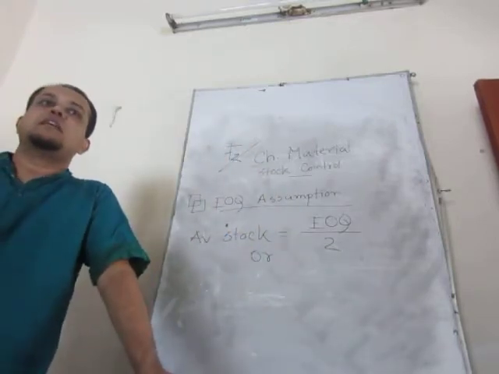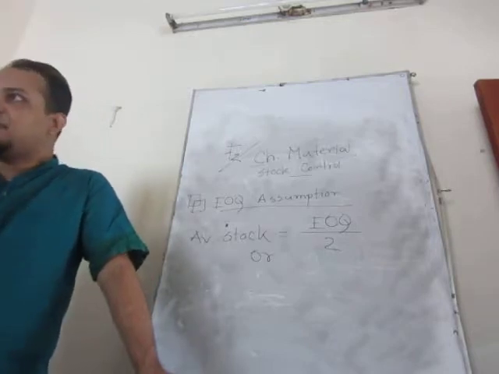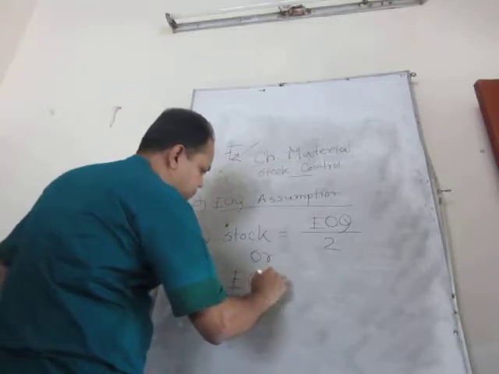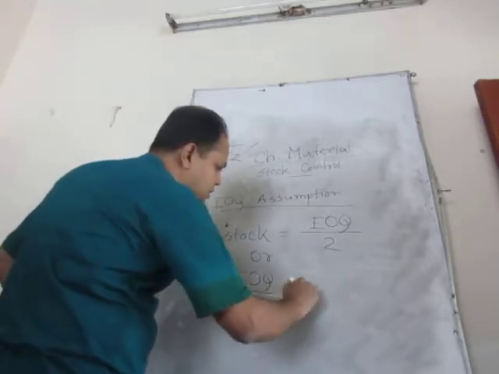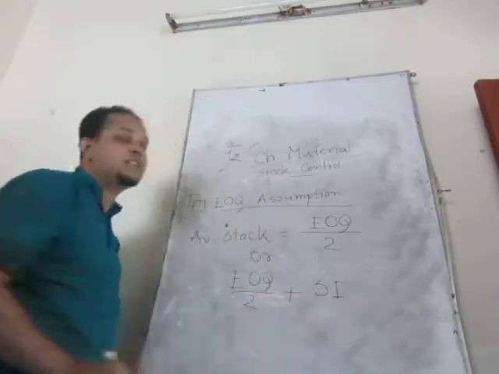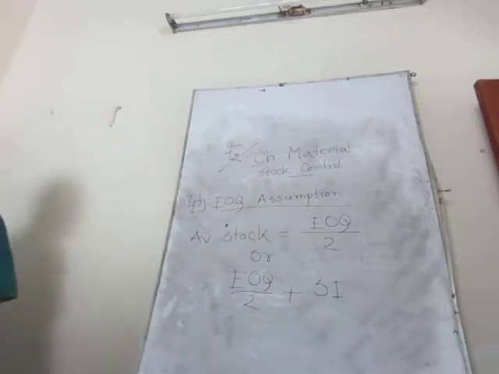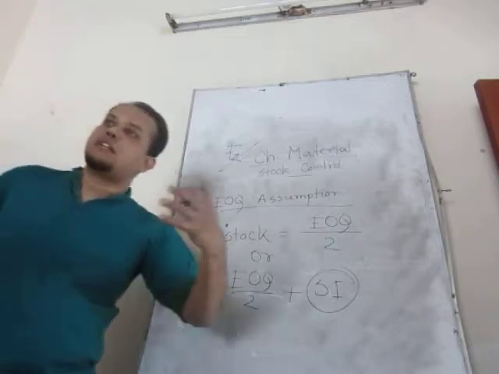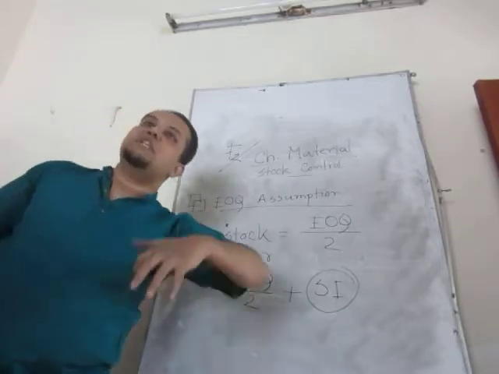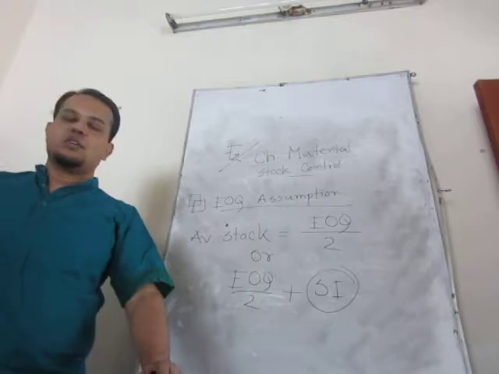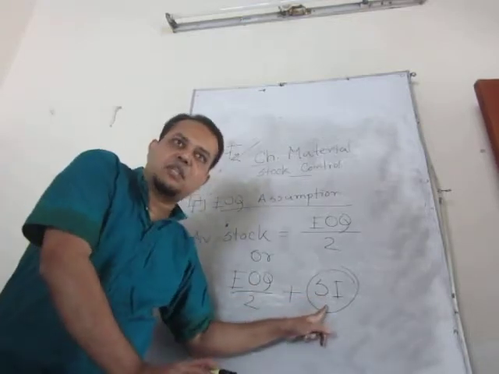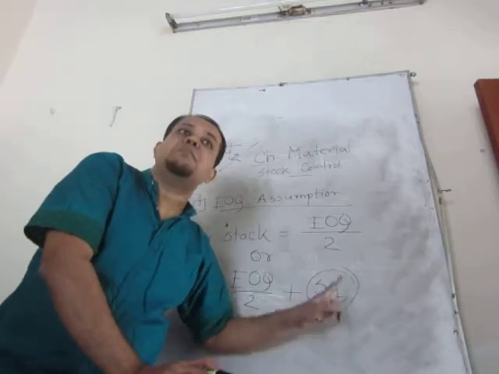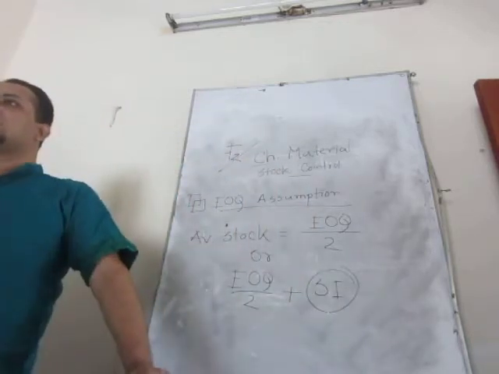But if there is a strategy by the organization to maintain a safety stock, in that case average stock means Q by 2 plus safety inventory or safety stock. This safety inventory may be called buffer level of inventory, may be called minimum level of inventory, right? So you can say this is safety inventory, safety stock, buffer level of stock, buffer level of inventory, minimum stock, minimum level of inventory. Clear?